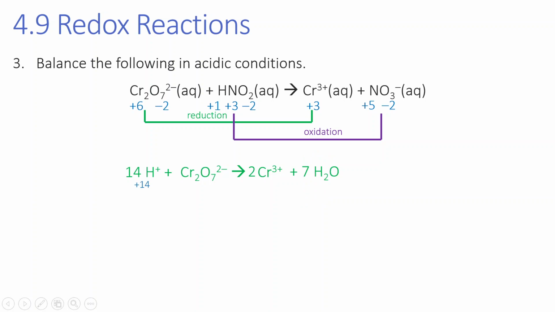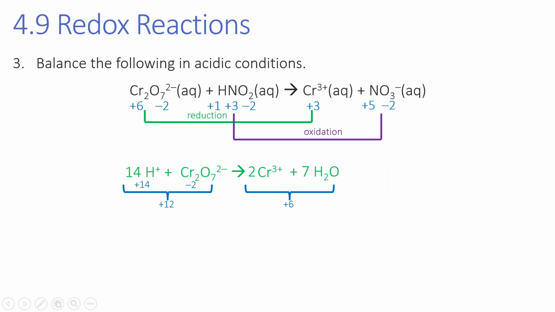Now I want to figure out what the total charge is on each side of the arrow. So these 14 H pluses are going to give me +14. And this one, Cr2O7-2, is going to give me -2, which means that my charge is +12. On the other side, I've got a total of plus 6. So each of these 2 chromiums is plus 3, so that's going to give me plus 6, and water is neutral. So my total charge on this side is plus 6.